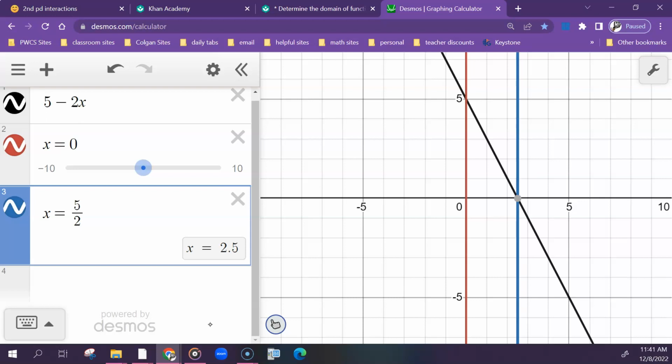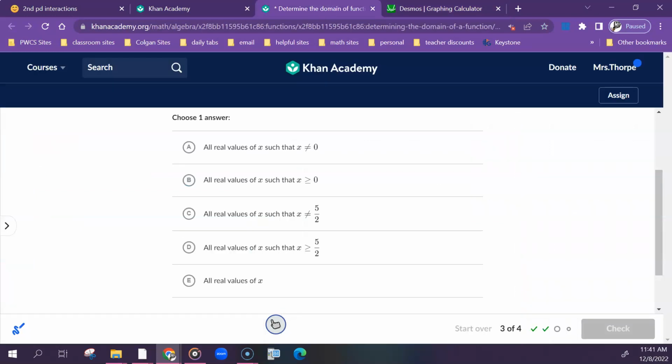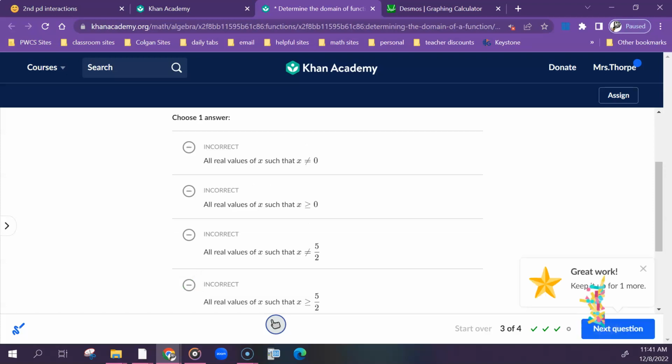So it wouldn't be the not equal to. Both of these are solutions. It's going left, it's going right. So this one would be all real numbers.